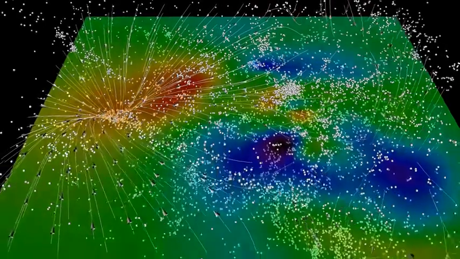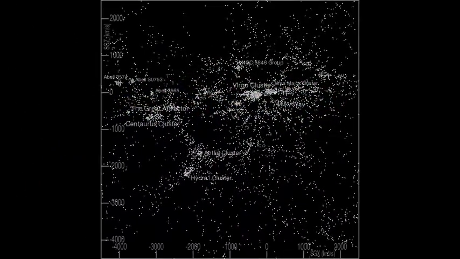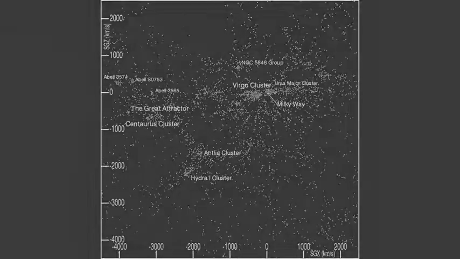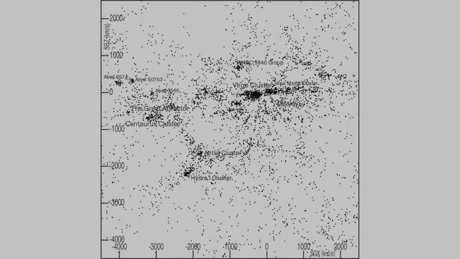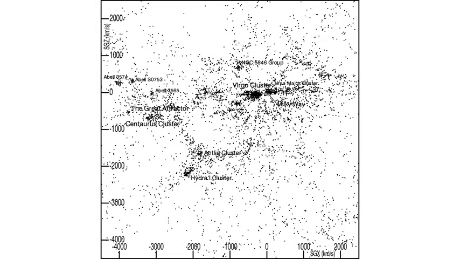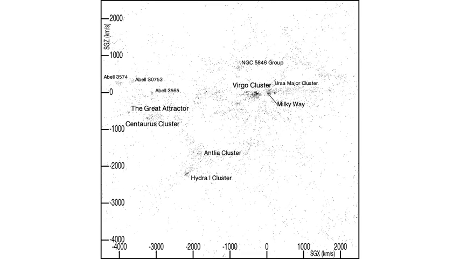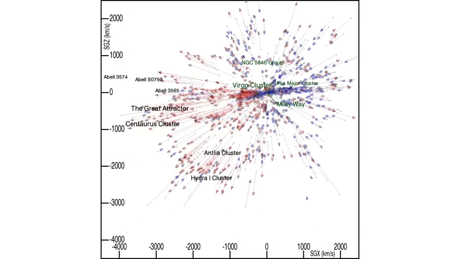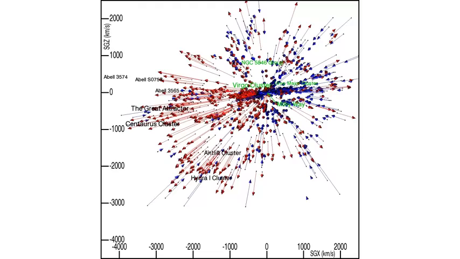Now there is a 90-degree rotation and the slab being considered is 2000 km per second thick, capturing the wall of structure running from Centaurus and Antlia through Virgo and Ursa Major. Again, the map of observed peculiar velocity reveals the right-left dichotomy. Blue arrows towards us on the right, red arrows away on the left.